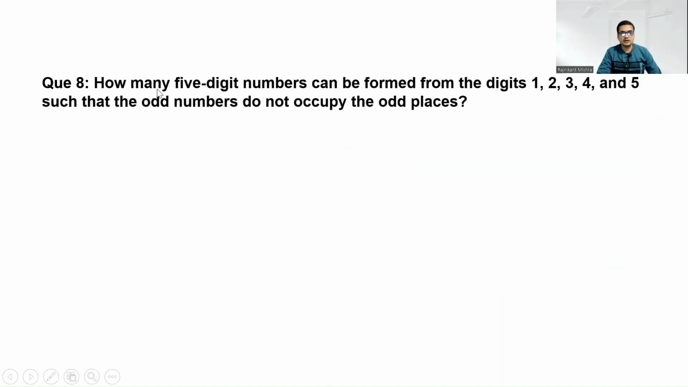Question number 8. How many 5-digit numbers can be formed from the digits 1, 2, 3, 4 and 5 such that the odd numbers do not occupy the odd places? Here all numbers are of 5 digits. First, second, third, fourth and fifth. Here we have 3 odd positions.